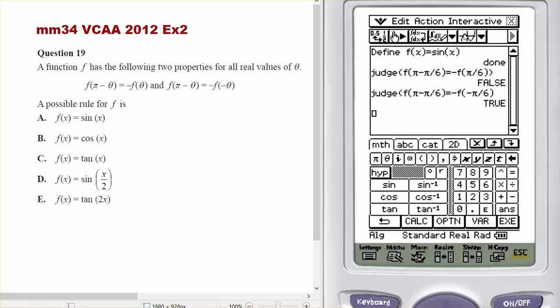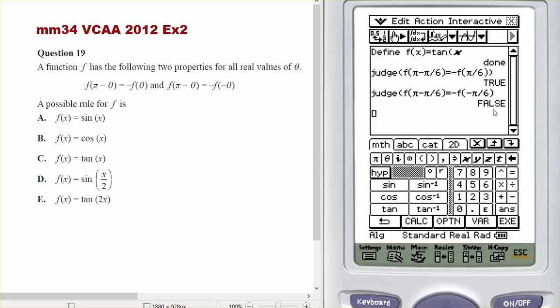So it's not A. In the second one, cos of x, press execute: true, true. I like B. I got a true statement for both of them. If I try the third one just to double check, but I'd be ticking B and moving on to the next question at this point in the exam.